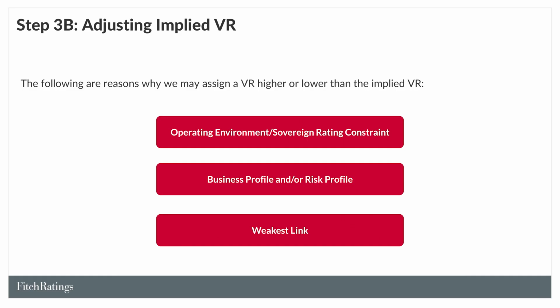Finally, the assigned VR can be lower than implied when 1 or more financial factors represent a bank's weakest link, dragging down the VR based on its strong impact on our overall assessment. The weakest link adjustment is usually 1 notch, but can be more at low rating levels, particularly when a bank nears failure.